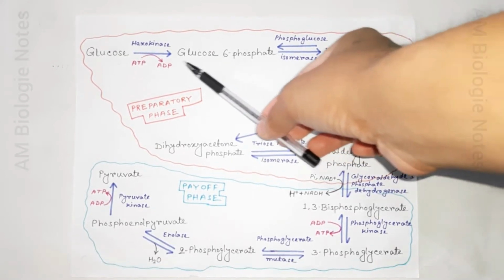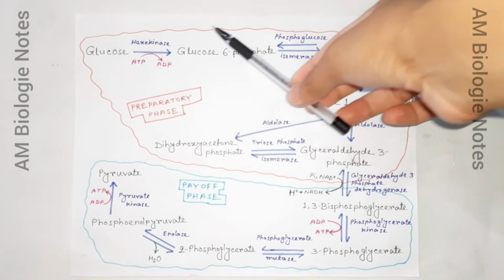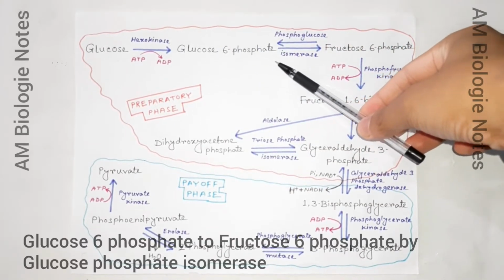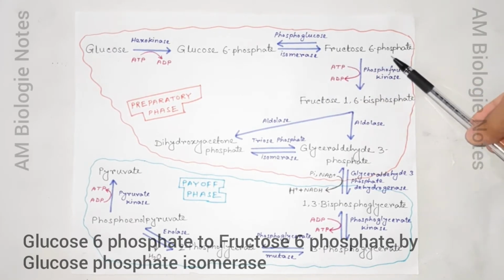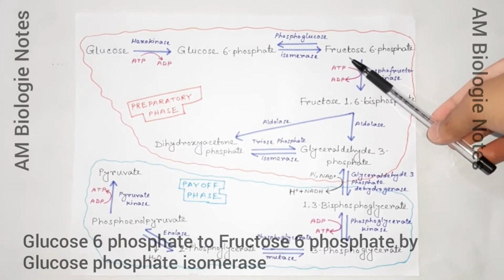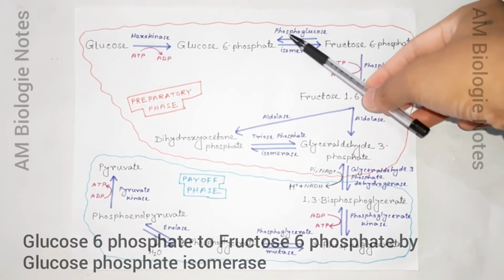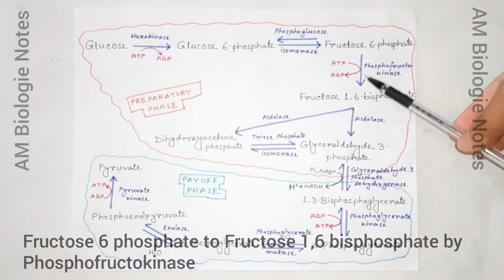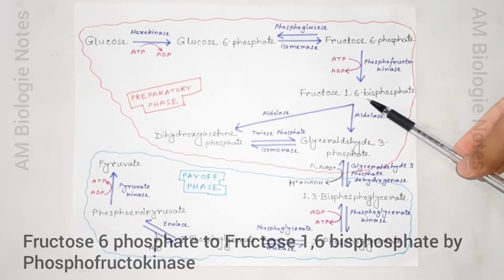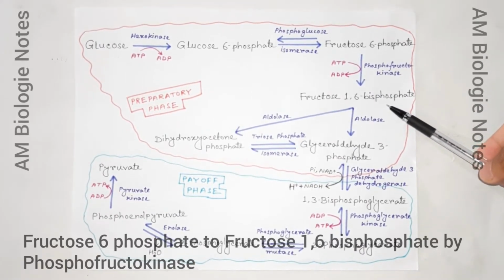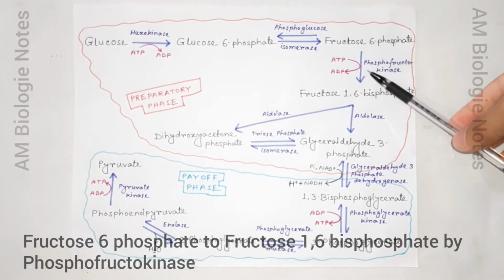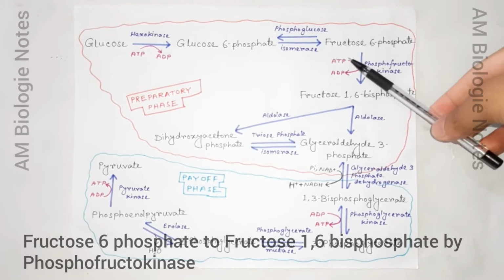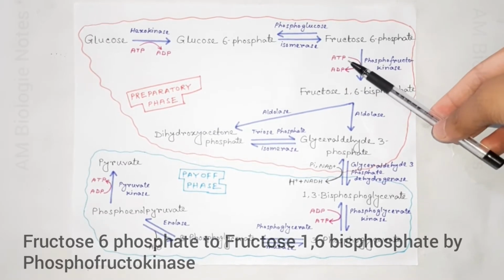This reaction consumes ATP. In the second step, glucose 6-phosphate is converted into fructose 6-phosphate by glucose phosphate isomerase. The fructose 6-phosphate is then converted into fructose 1,6 bisphosphate by phosphofructokinase enzyme. This reaction requires energy, ATP.